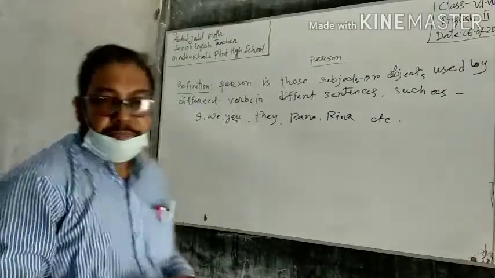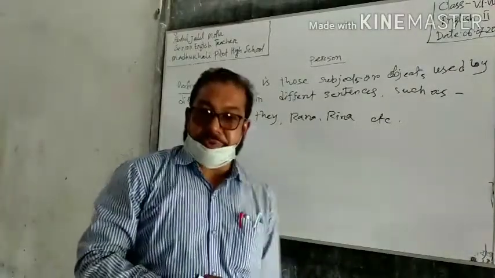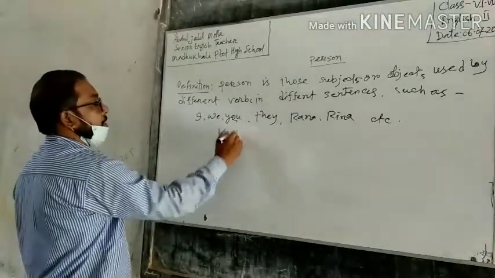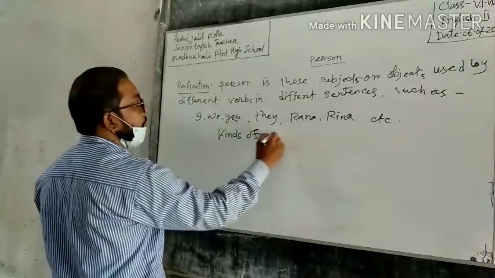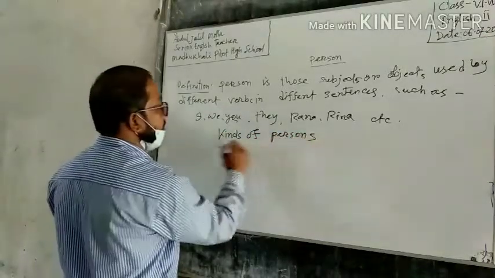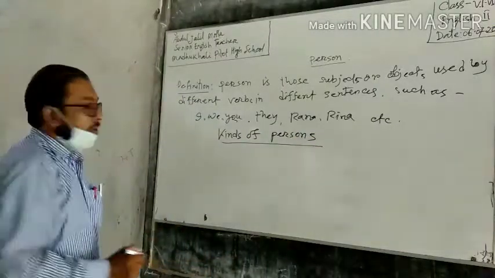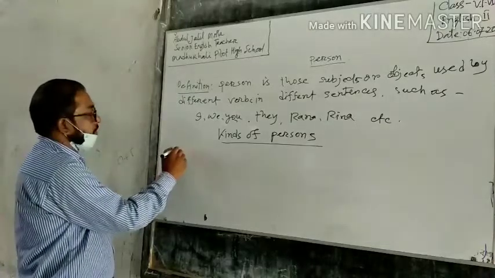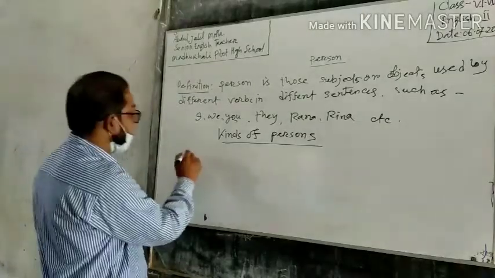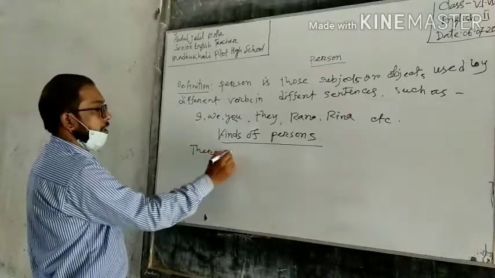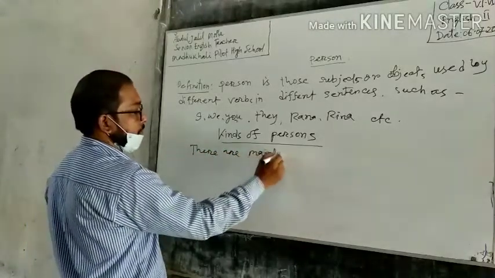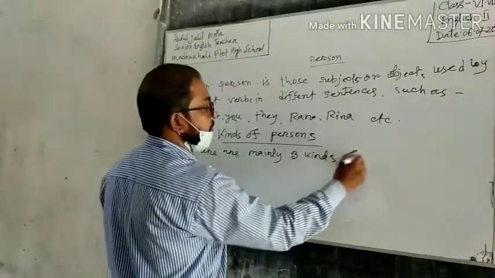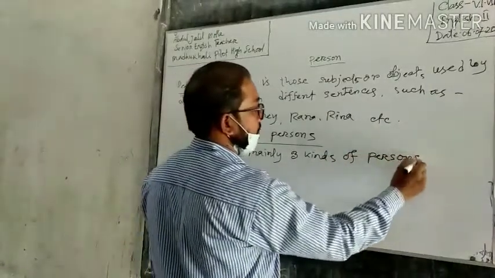Now I am trying to tell you about the kinds of persons. How many kinds of persons are there? Many of you have already known, there are mainly three kinds of persons.